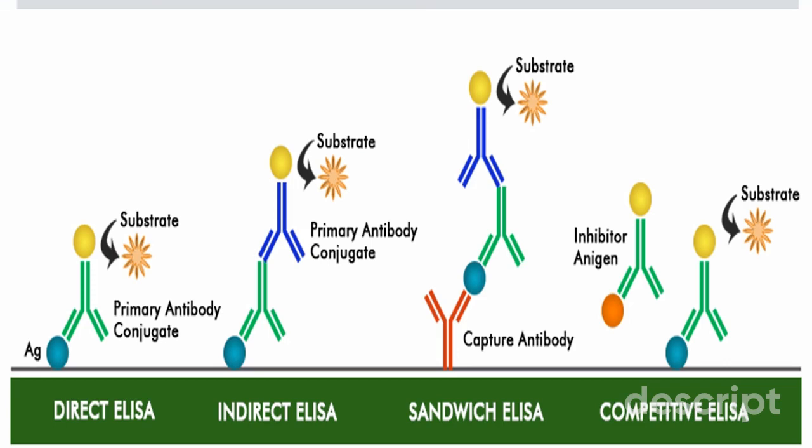And in the competitive ELISA, sample antigen competes with a reference antigen for binding to a specific amount of labeled antibody. The reference antigen is pre-coated on a multi-well plate and the sample is pre-incubated with a labeled antibody and added to the wells. If more antigen is in the sample, less reference antigen will be detected and the signal will be weaker.